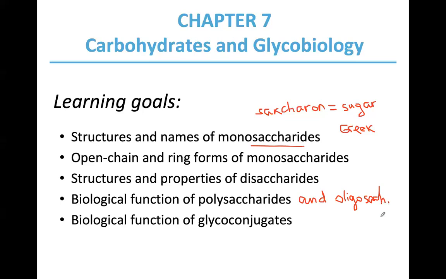Oligosaccharides. All right, and then we'll talk about the biological function of all of these molecules, as well as glycoconjugates. So we'll find out that these saccharides, besides being everyday molecules in our diet, or that compose the living creatures or plants, can be attached to proteins, they can be attached to lipids, and they can alter the function of these macromolecules. All right, so a lot to discuss. We have three lectures on this.